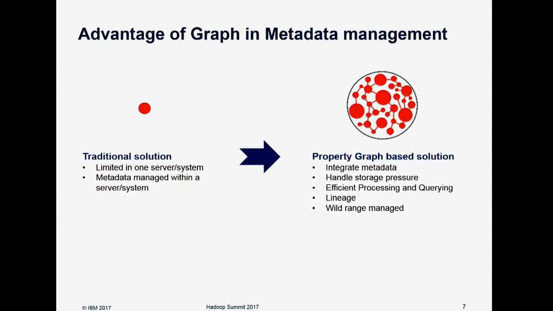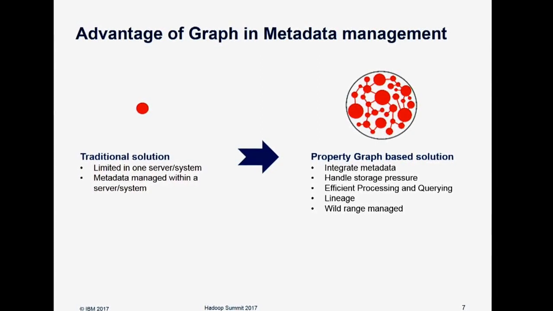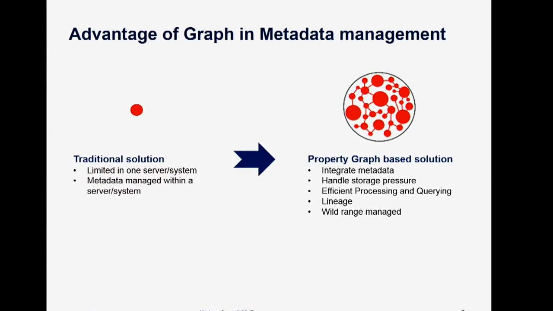And if we use a property graph-based solution, everything can be organized as a panel. So you can integrate the metadata across platforms and across servers in a hybrid environment. And if the metadata is in high volume, we can use a large-scale graph database to handle the storage pressure. And efficient queries make it easy to do the analysis. You can easily find the lineage, and the metadata can be managed widely.